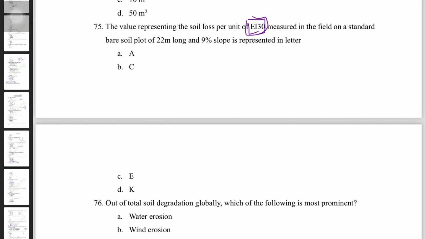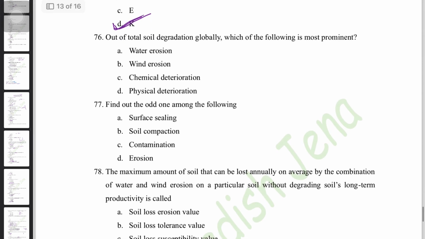Next question, the value representing the soil loss per unit EI30, that is erosion index 30, that means the 30 minutes of more intense rainfall, measured in the field on a standard bare soil plot of 20 meter length and 9% slope, is represented by letter K, that is soil erodibility index. Okay, so soil erodibility index means soil loss per EI30, that means per soil erosivity factor. What is the amount of soil loss? That is called soil erodibility factor.